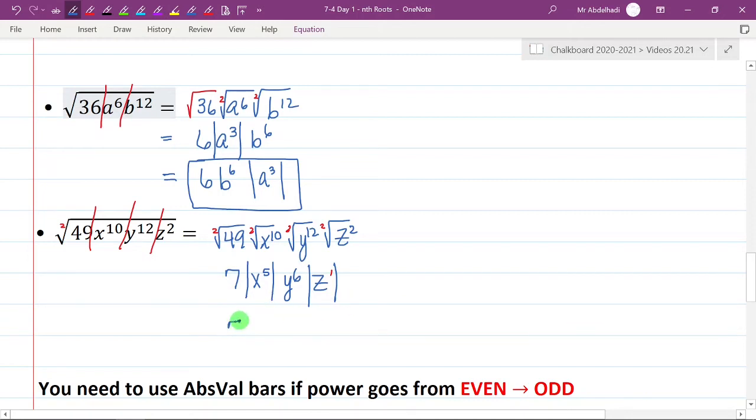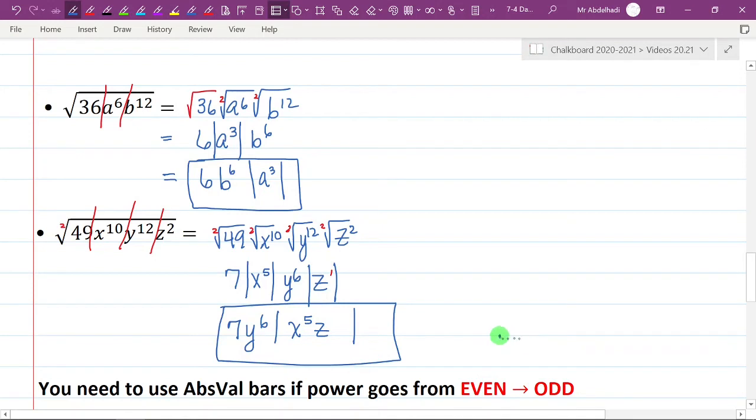So take the stuff that's not in bars. The 7 was not inside absolute value bars. Neither was the y to the 6th. Put those first. Now the stuff in the bars, the x and the z, put them in one big set of bars. Combine them into one set of bars. You should not have more than one set of absolute value bars. And that's it.